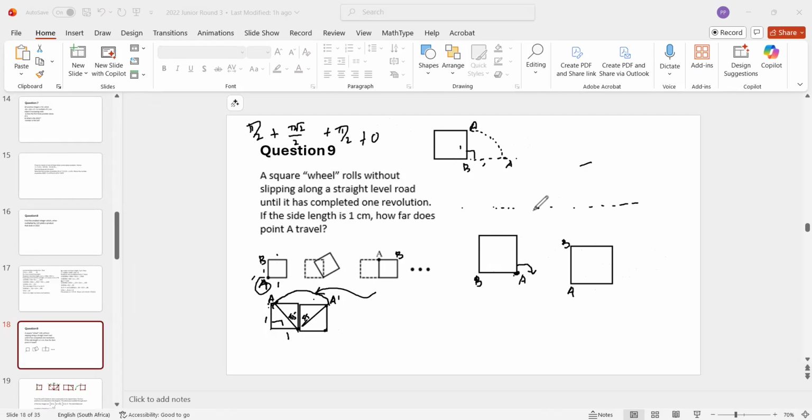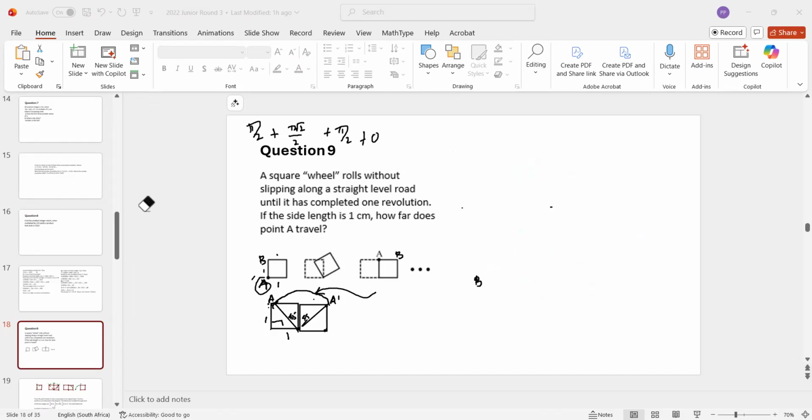Okay, and then when you add these 4 numbers, you get pi over 2 plus pi over 2 is pi. We have pi plus pi root 2 over 2. Right, so that's the answer. This is the total distance that A moves. Right, pi plus pi root 2 over 2.